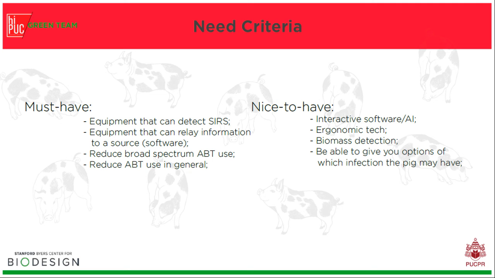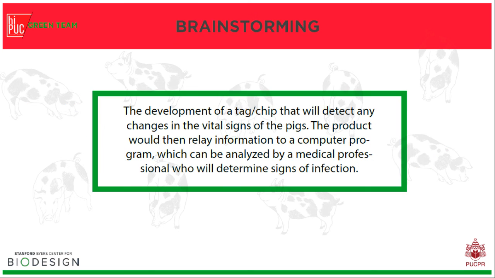It would be nice to have some type of biomass detection, so the solution would be able to tell you how much a pig is growing, how much it's producing in biomass, how much of that is fat, and then we would like it to be able to give us a range of which infections the pig may have. So it would be like, oh, it may have this infection, or this infection, and it'll be easier to narrow it down from 3 than from, say, all of the infections possible for that pig.